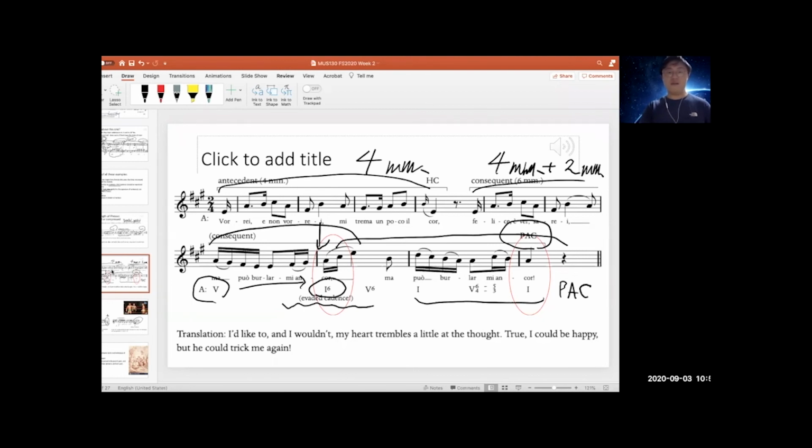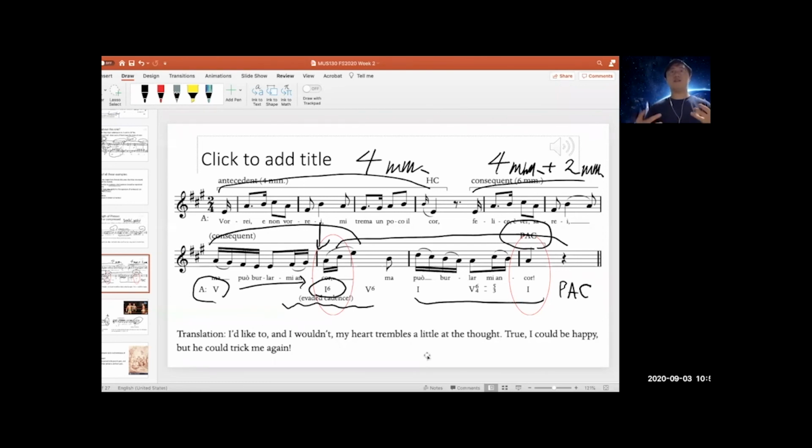I'd like to, and I wouldn't, my heart trembles, blah, blah, blah. So I could be happy, but he could trick me again. So she shows the sign of agitation. But she's like 80% persuaded by Don Giovanni already at this point. That's why she repeats Don Giovanni's part, but she's still having 20% of agitation. That's why her part is 2 bars longer than Don Giovanni's 8-bar period.